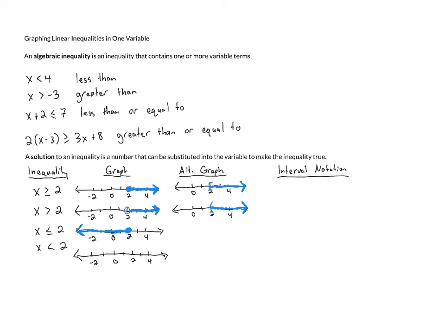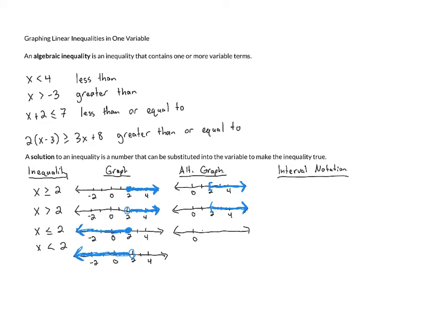The last problem is very similar, except x is not allowed to be equal to 2. So we're still going to be shading to the left of 2, but instead of a closed circle at 2, we're going to put an open circle at 2. That communicates that 2 is not a solution. All right, let's move on to the alternate graphs.